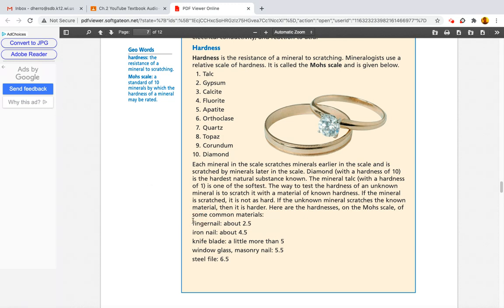Okay, so a fingernail has a 2.5 level hardness. An iron nail has a 4.5 level hardness. A knife blade, a little more than 5. Window glass, masonry nail, 5.5. And a steel file has a 6.5 level of hardness on the Mohs scale.